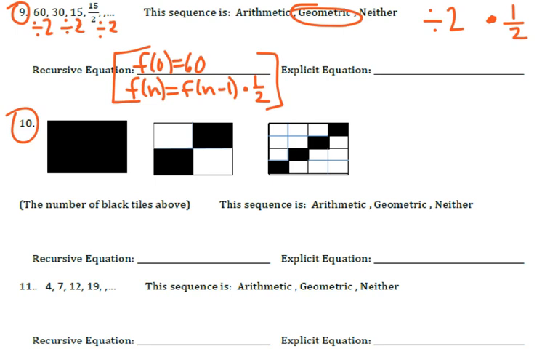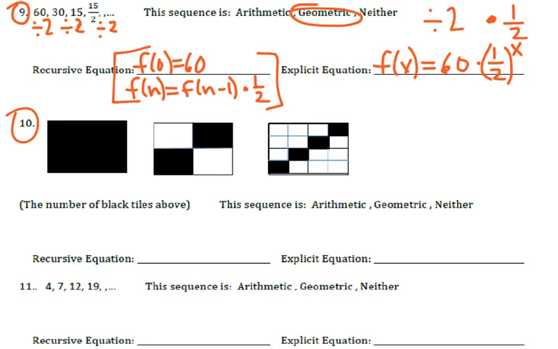Now for our explicit equation, let's use f of x this time. You could use y. So f of x equals our starting number, which was 60, and then we multiply by a half. How many times do we multiply by a half? We don't know, we have our variable. Because it's geometric, I know my variable becomes an exponent. So, let's take a look at number 10.